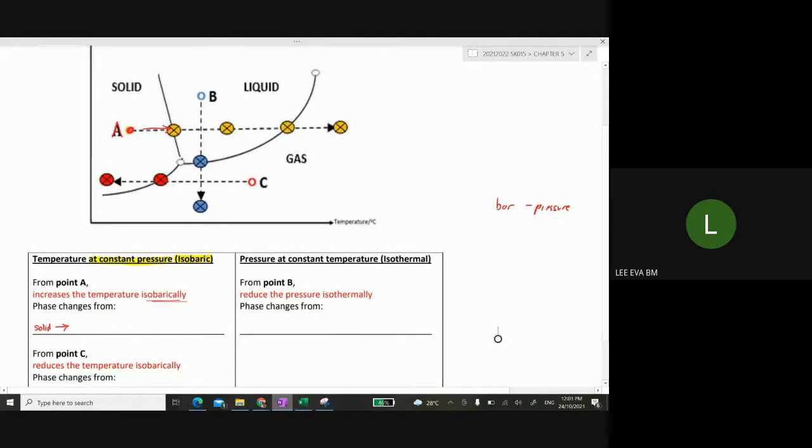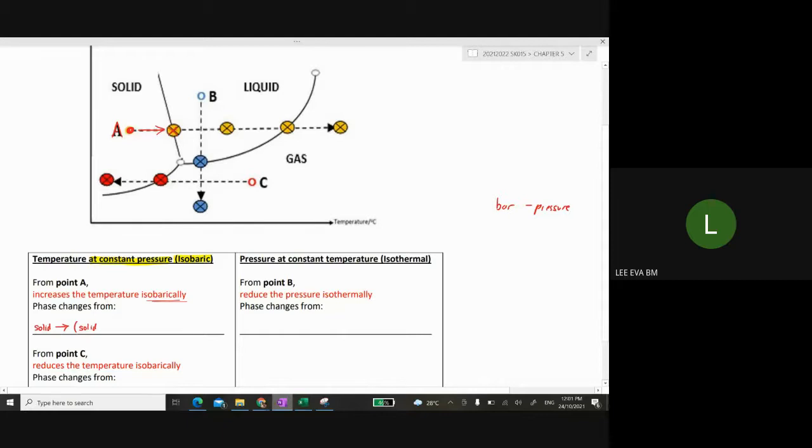What phase will you see over this line? Liquid. Before liquid? Solid. Because we will cross this phase first. We will cross this pillar first, right? So what does this pillar have? Solid and liquid. So that means when you cross the pillar, you must have that phase.